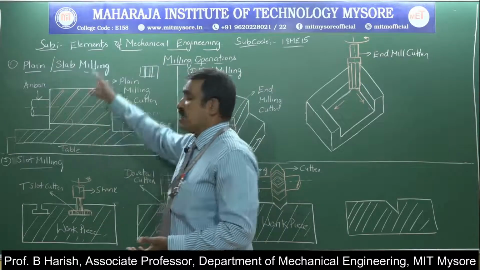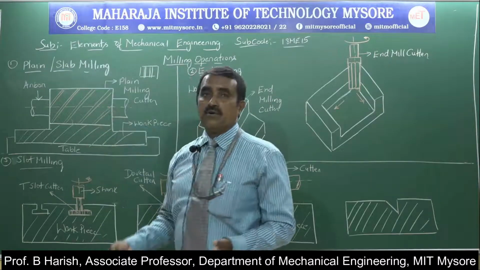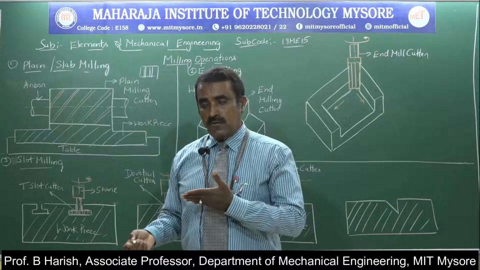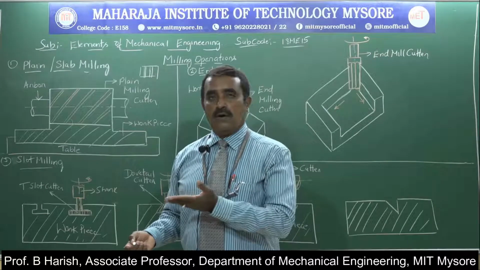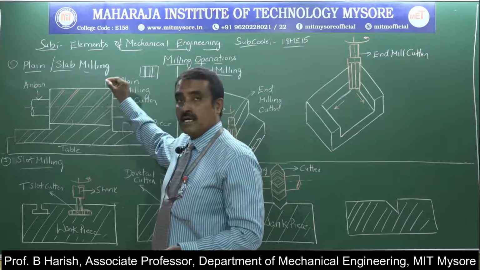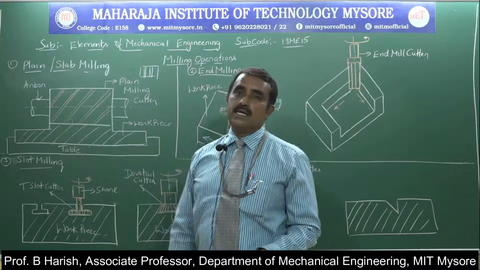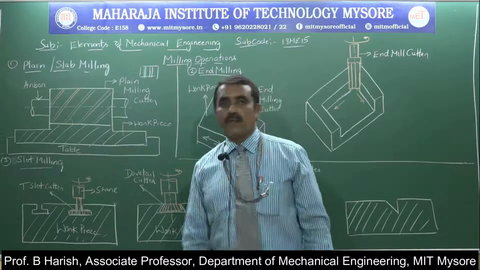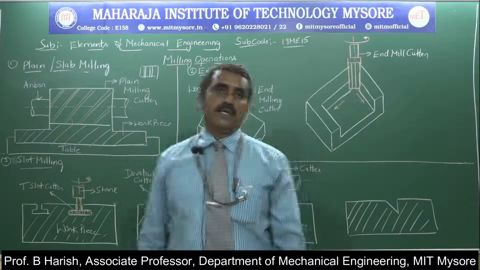So the cutter can have either straight teeth or helical teeth. Depending upon the finish that is required, whether you require a rough finish or a very good surface finish, we can use the cutter with either straight teeth or helical teeth. This is the first operation that can be performed on a milling machine. It is called plane milling or slab milling.